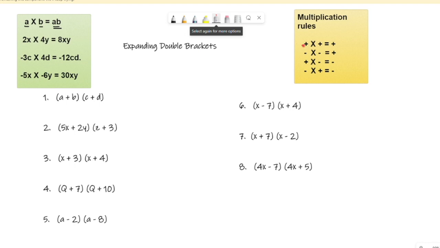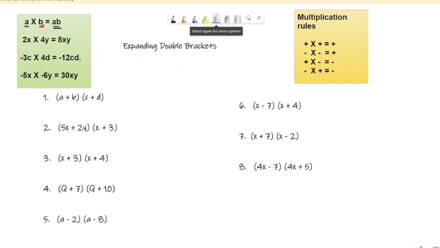You should know that a positive number multiplying a positive number gives you a positive answer. Negative multiplying negative gives you a positive answer. So you can see whenever the sign is same, the answer is positive. And a positive multiplying negative gives you a negative. Negative multiply positive gives you a negative. So different sign gives you a negative answer.